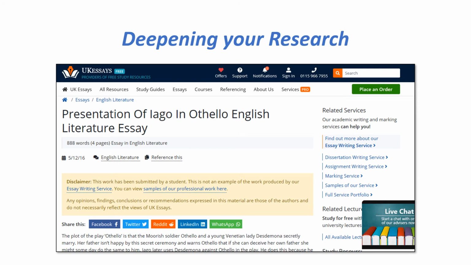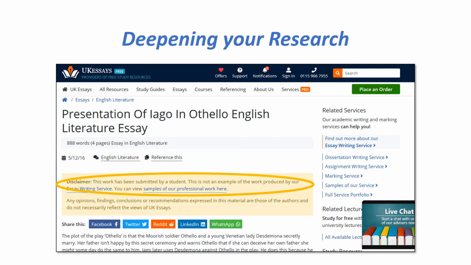As well as that, it says here that there's a disclaimer. So make sure that you're reading the information that's peripheral to the essay as well. And the disclaimer says the work has been submitted by a student. Okay, it doesn't necessarily mean it's bad, but it does make you question it a little bit. Is it a GCSE student, an A-level student, a university student?